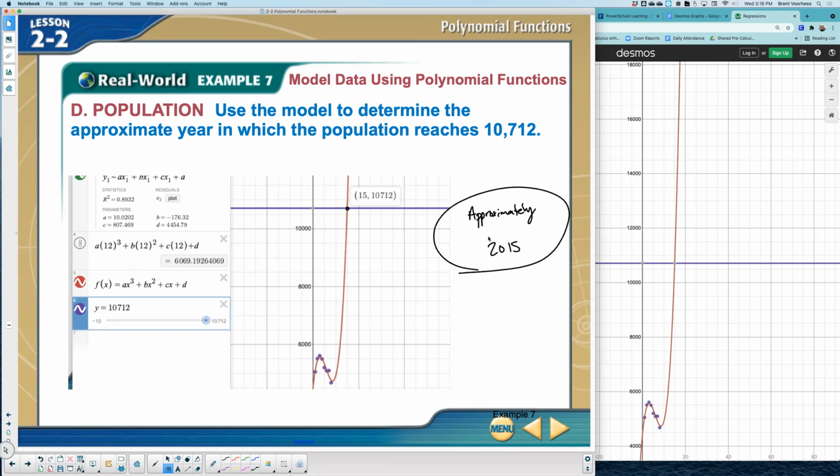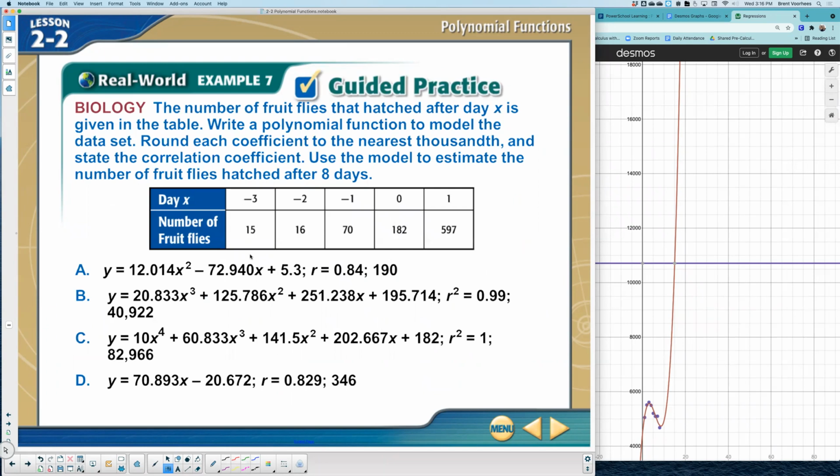All right, so now your turn, use this table to come up with your solution.